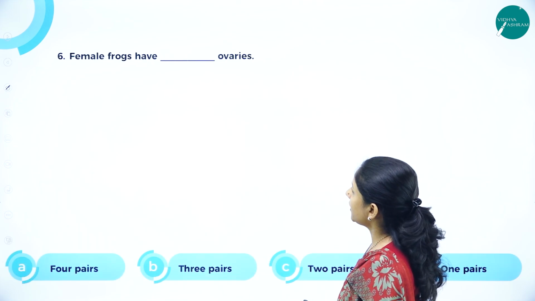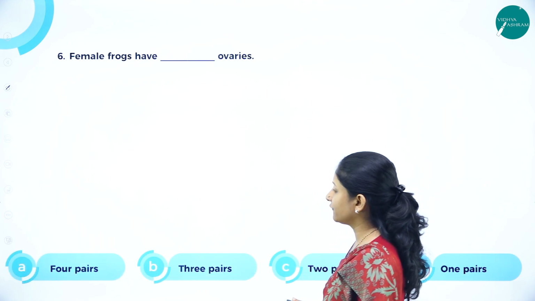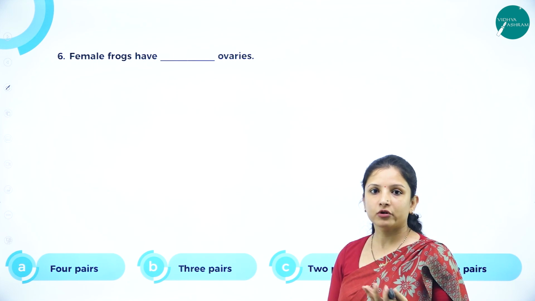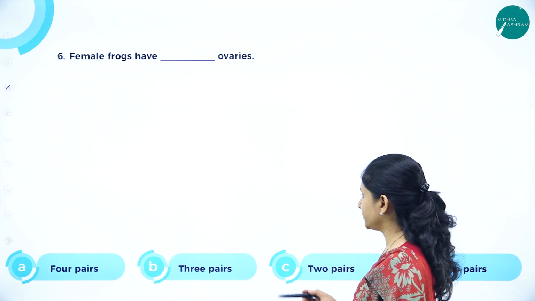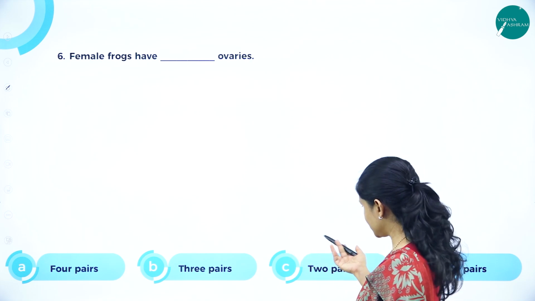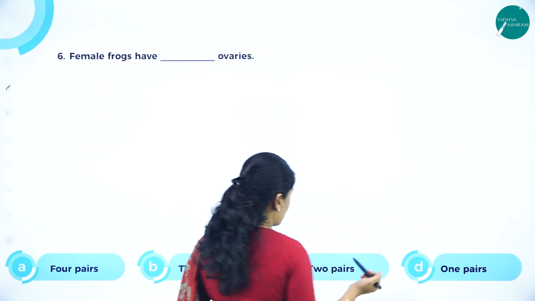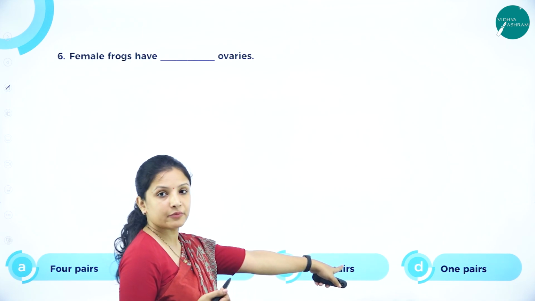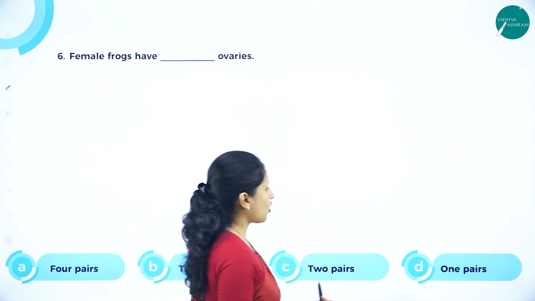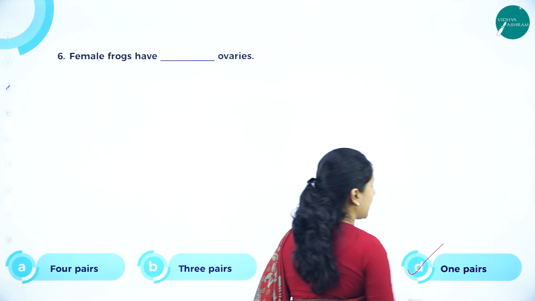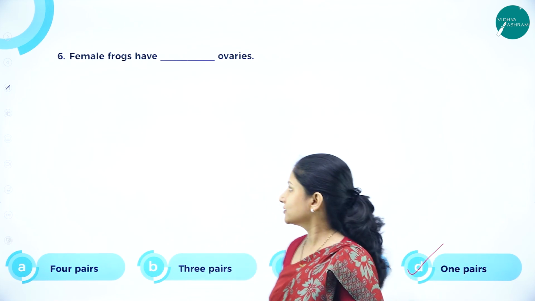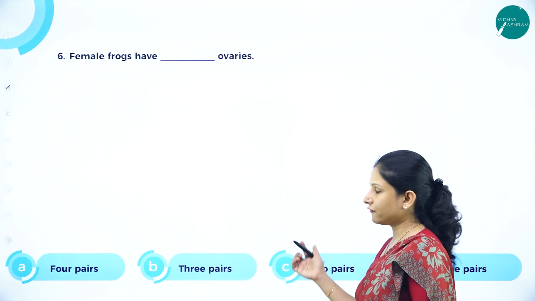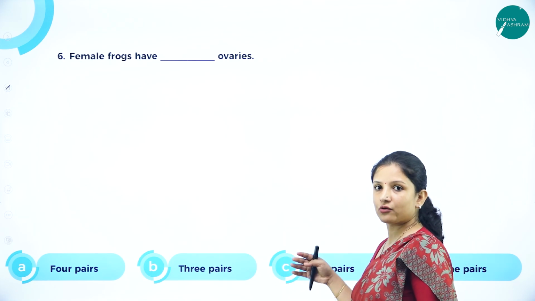Next question. Female frogs have dash ovaries. 4 pairs of ovaries? No, it will be 8 ovaries. That's not possible. 3 pairs, that is 6 ovaries? No. 2 pairs? Again, don't get confused here. 2 pairs means it will become 4. So, the option is 1 pair, meaning they have 2 ovaries. Or they can give the numbers also like 4, 6, 8, 2. Then you can choose 2.